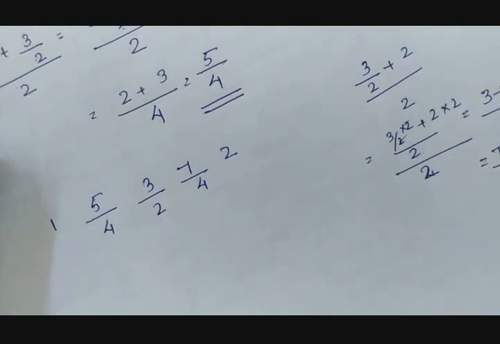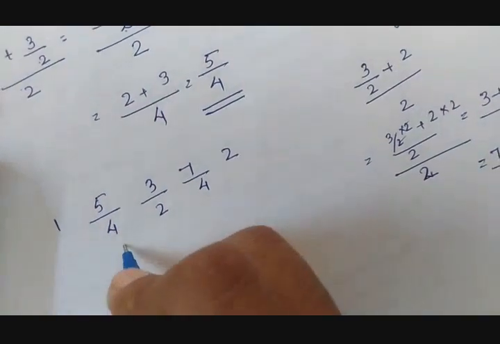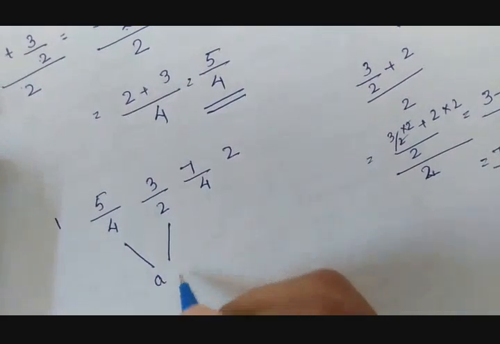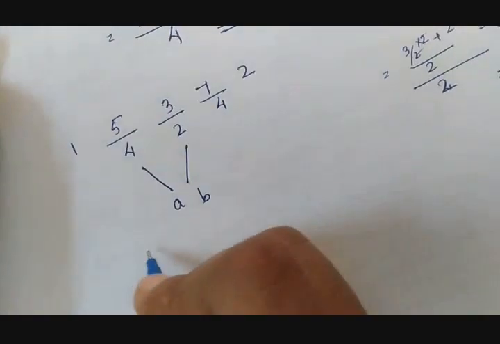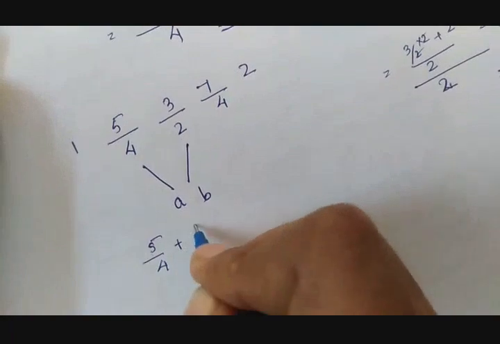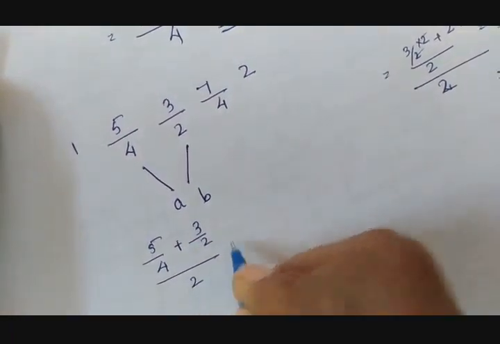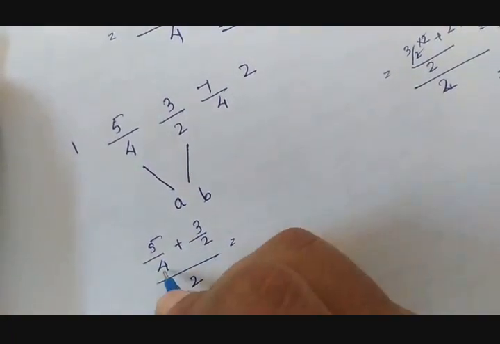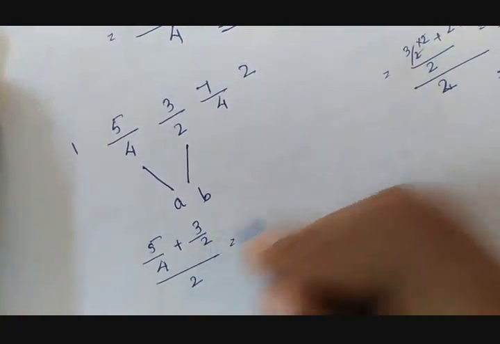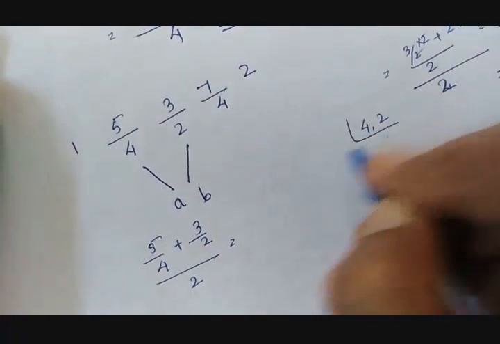So again, we can take another intermediate value. This is A and B. So 5 by 4 plus 3 by 2, the whole divided by 2. Here the LCM is 4, LCM of 4 and 2.